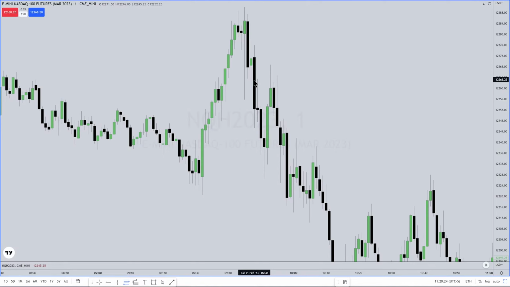But look closer. Take a look at this wick here and measure it. Find the consequent encroachment of that wick and then the consequent encroachment of this wick. I'm going to show you what the algorithm's referring to here. Between the consequent encroachment of this wick and the consequent encroachment of this wick here, that right there is equivalent to what? A fair value gap. So right there is equivalent to a fair value gap.